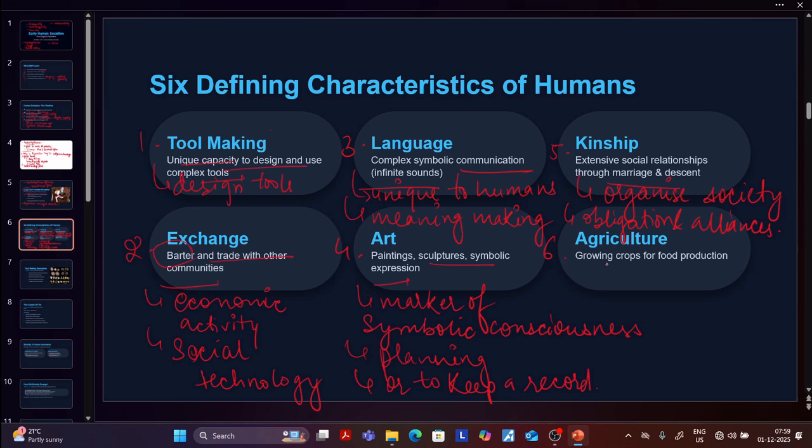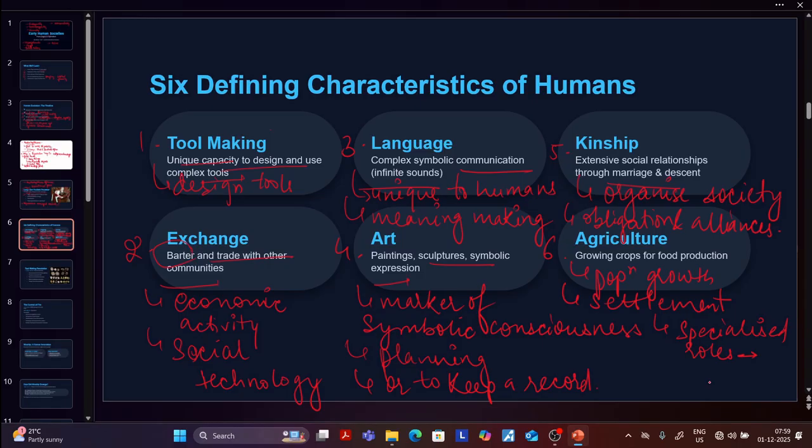Sixth, we have agriculture, growing crops for food production. This appears last chronologically but is fundamental to complex societies. Agriculture was revolutionary. It allowed population to grow, it forced people to settle. It created surplus that enabled specialized roles and hierarchies, which in turn created civilizations.